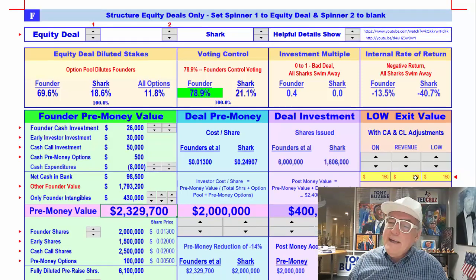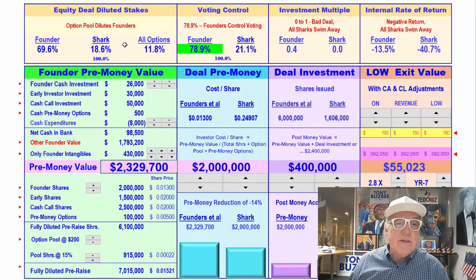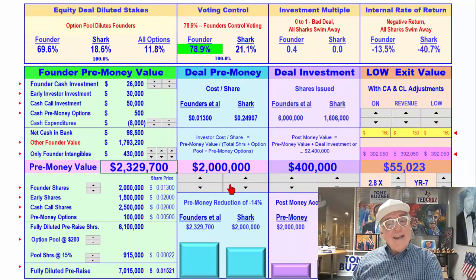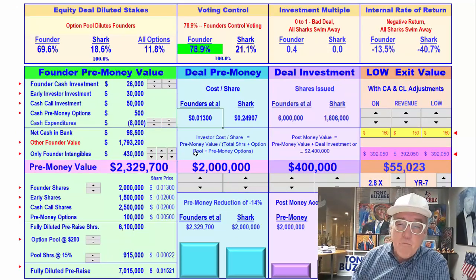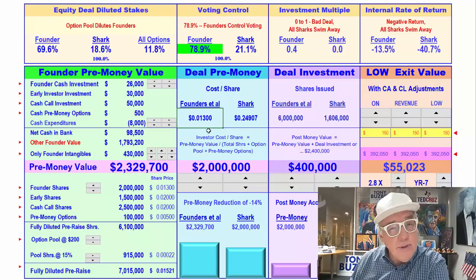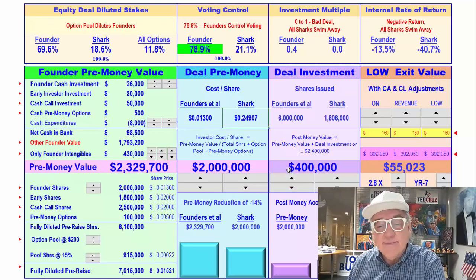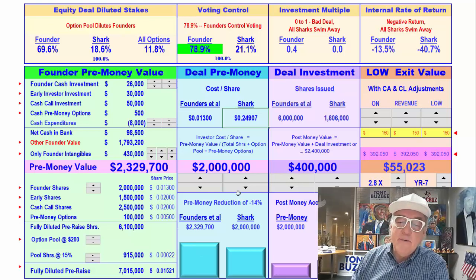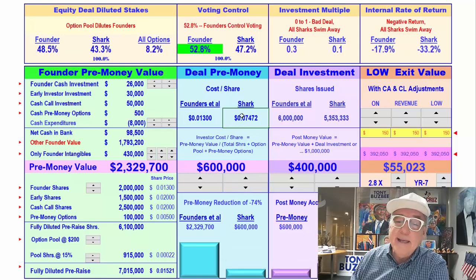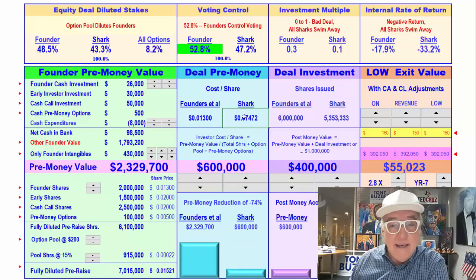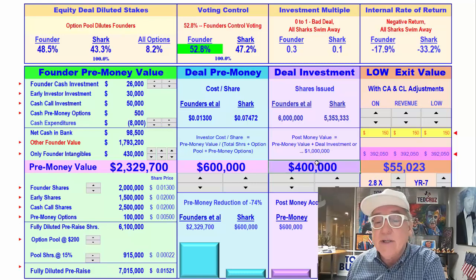So we can scroll up here a little bit, still see what's going on here. So let's say that was the deal that we actually structured. The founders paid 1.3 cents. The sharks paid almost 25 cents. And remember, watch what happens to the price of the shark. When this number goes down, his price goes down. And that means for the same amount of money, the 400, he gets a lot more shares.